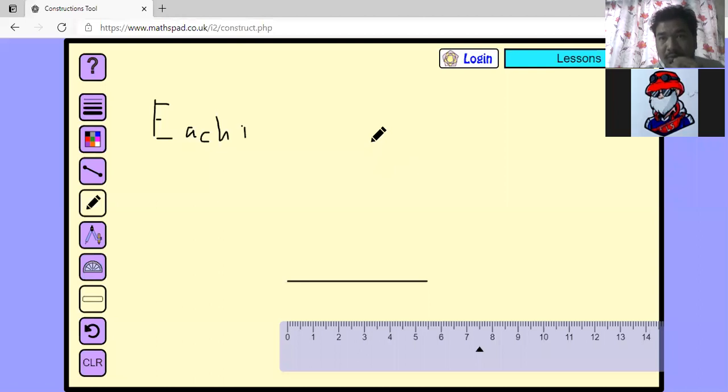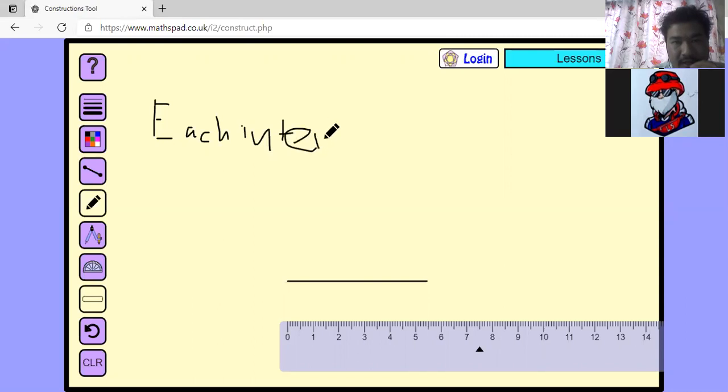First of all, we have to find out each interior angle. Here, write each interior angle. Okay, each interior angle right there. You also write it down in your copy.